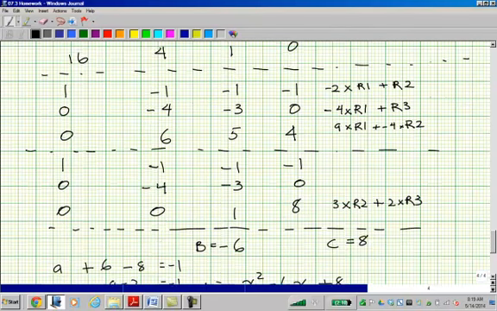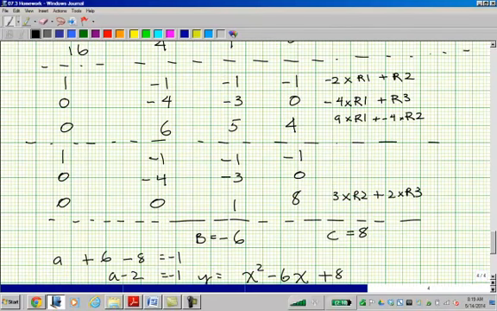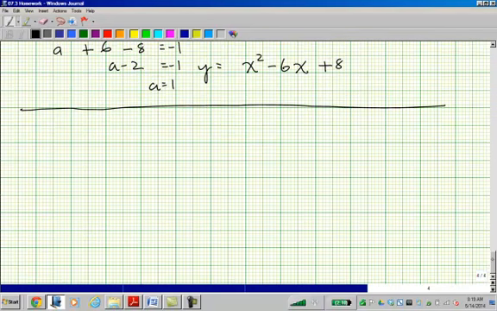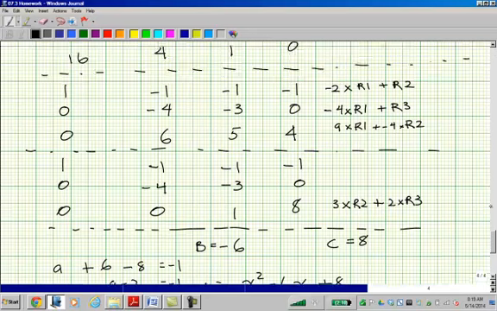And then the only other maneuver I have to make in order to finish this off is the third stage. I take 3 times row 2, this row right here, plus 2 times row 3, and combine them. And that gives me the solution for c, and from that I can calculate everything else. Okay, so that's it for 7.3.